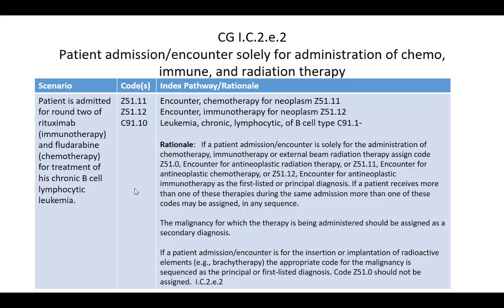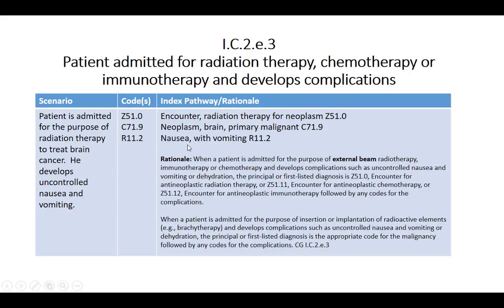Leukemia is one of those things that you're probably going to be looking in the index versus the neoplasm table. It's just easier to find them there. And the next guideline is for the same type of thing, only this time the patient's developed complications. So the patient's being admitted for either radiation, chemo, or immunotherapy and develops complications. In the case of our scenario here, the patient's admitted for the purpose of radiation to treat brain cancer and develops uncontrolled nausea and vomiting.